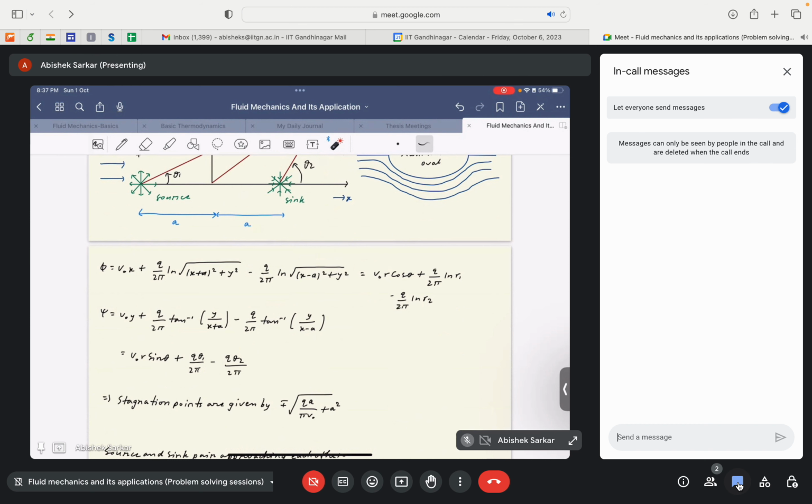I will not read it. So phi is given by this equation. I hope it is clearly visible. And psi is given by this equation. Again, these are the respective values in the cylindrical coordinate system.